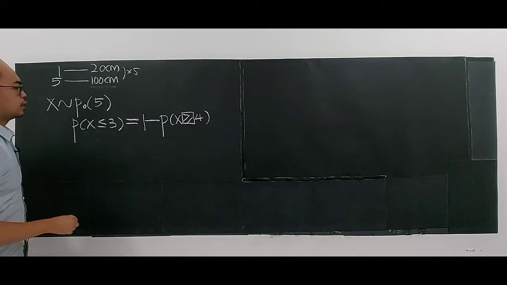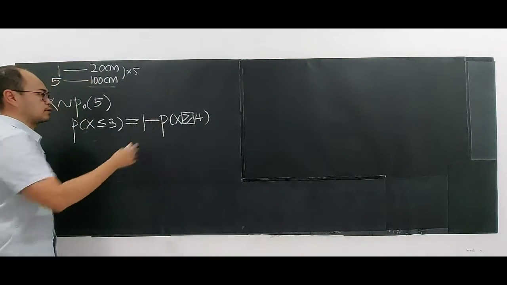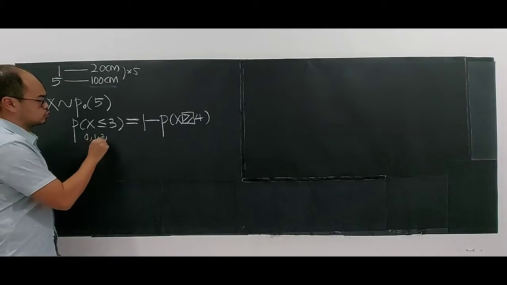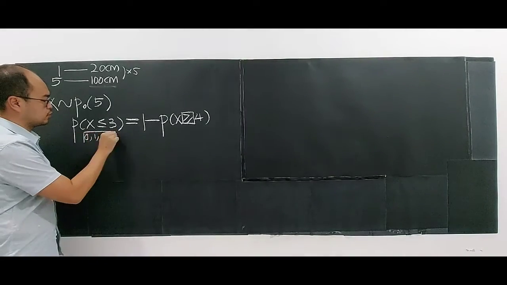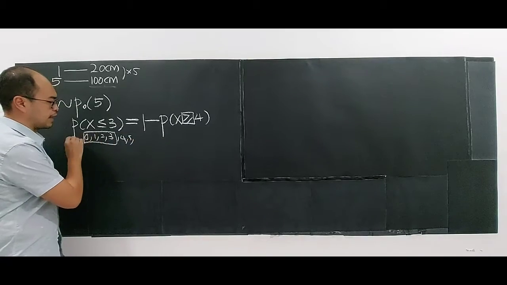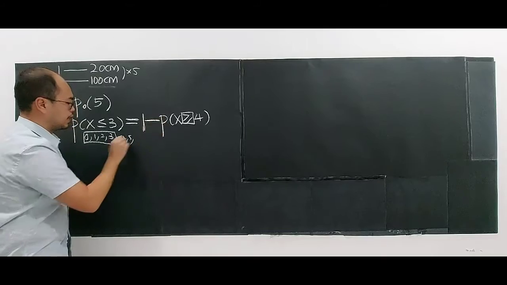I already explained why many times in my video, so I hope you can understand. At most 3 means what? 0, 1, 2, 3. They want 0 up to 3, so 4, 5 and above I don't want. That's why I take everything from 0, which is 1, minus away at least 4.